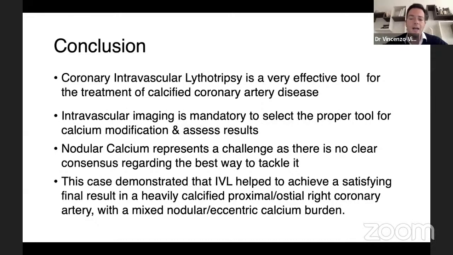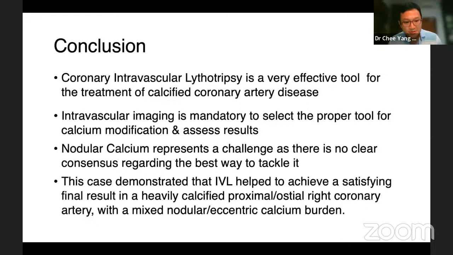Well, I show this case because I think that in this case, IVL helped to achieve a good final result in a very heavily calcified vessel with a mixed nodular and eccentric calcium burden. So thank you very much.